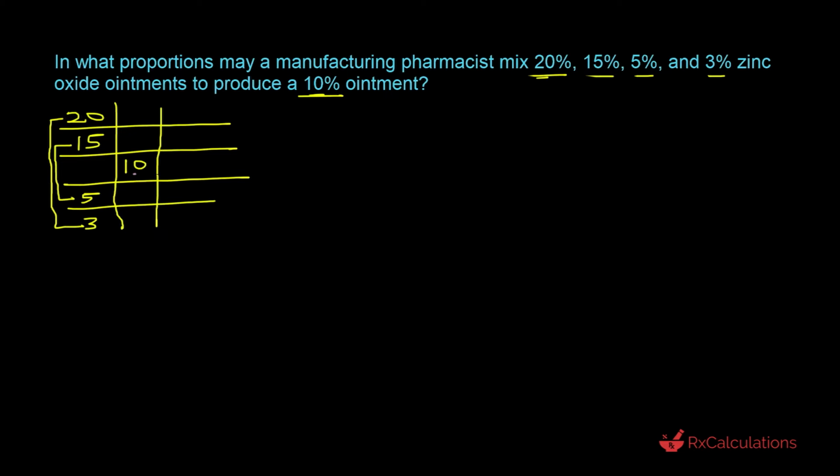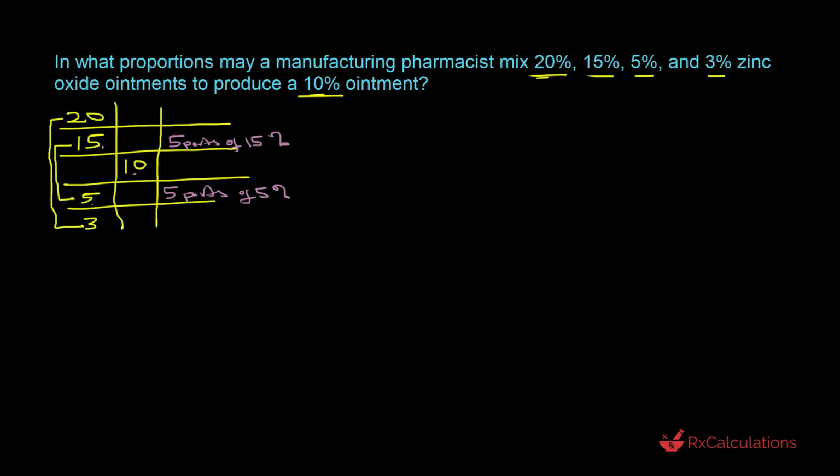You're going to take the 10 and subtract 5 from that. So 10 minus 5 is 5, and that will go right here. And that will represent the parts of the 15%. So you have 5 parts of the 15% ointment. Now you're also going to take the 10 and subtract that from the 15. So 15 minus 10 gives you 5, and the 5 goes right here. And that represents the parts of the 5%. So you also have 5 parts of the 5% ointment.